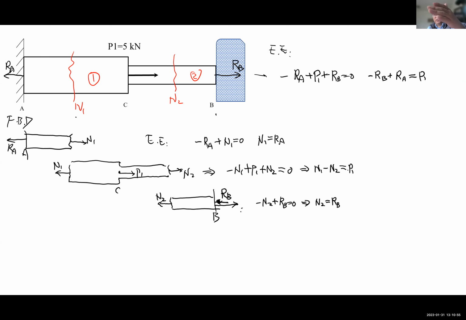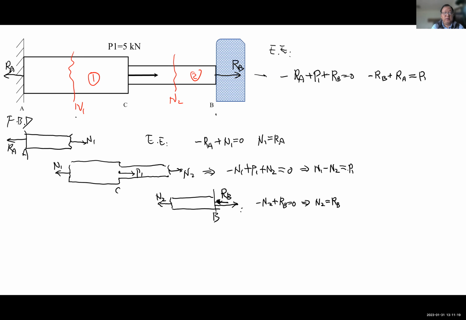So now we have 1, 2, 3, 4 equations, right? How many unknowns? RA, RB, N1, N2, 4 unknowns. Well, seems we can solve it. But actually, no. The reason is they are not independent.